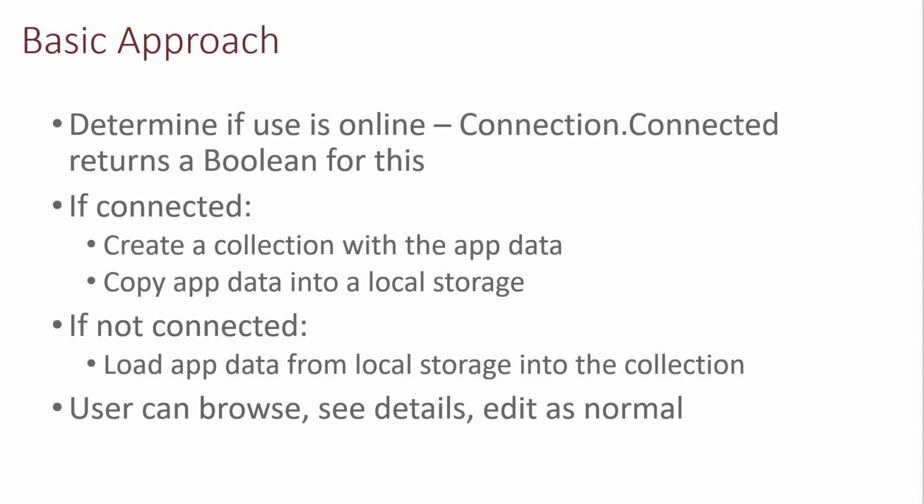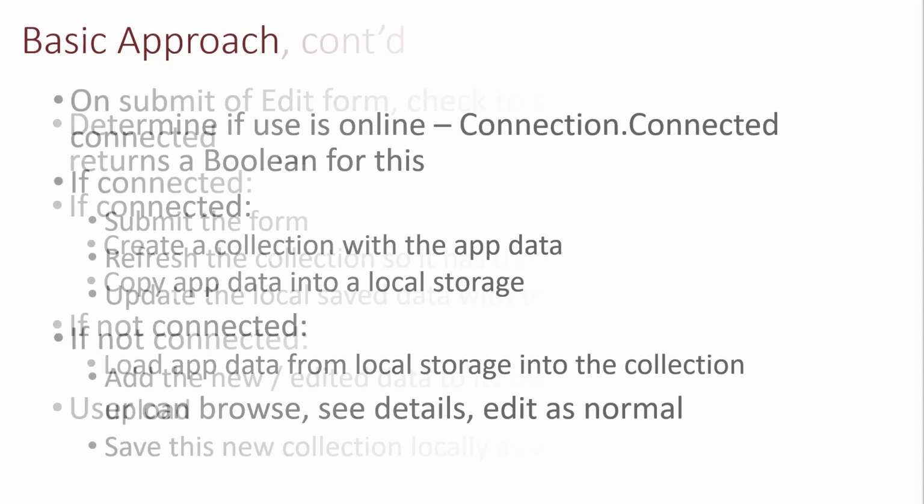So if the user is connected, we're going to create a collection that has the app data, and we're going to copy that app data into local storage. That way later on, when they open the app and they're not connected, we've got this data cached in local storage, okay? If they're not connected, we're just going to go get that app data from local storage and load it into the collection, okay? And we're going to leverage that collection instead of leveraging our data source directly. The user can browse, see details, and edit as normal. So it all just works the same from the user's point of view.